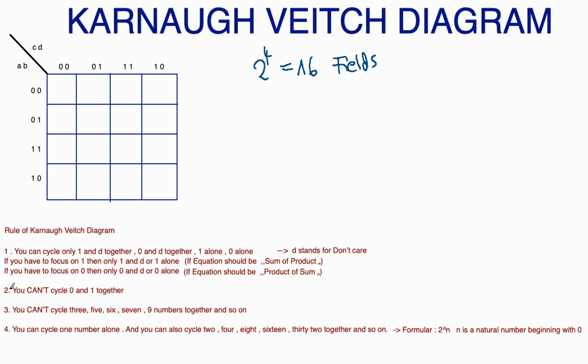Next, I have written down all the rules of the Karnaugh-Veitch diagram. At first, you should know that the rule is you can cycle only 1 and D together, 0 and D together, 1 alone, 0 alone. And D stands for don't care. So let's show an example.